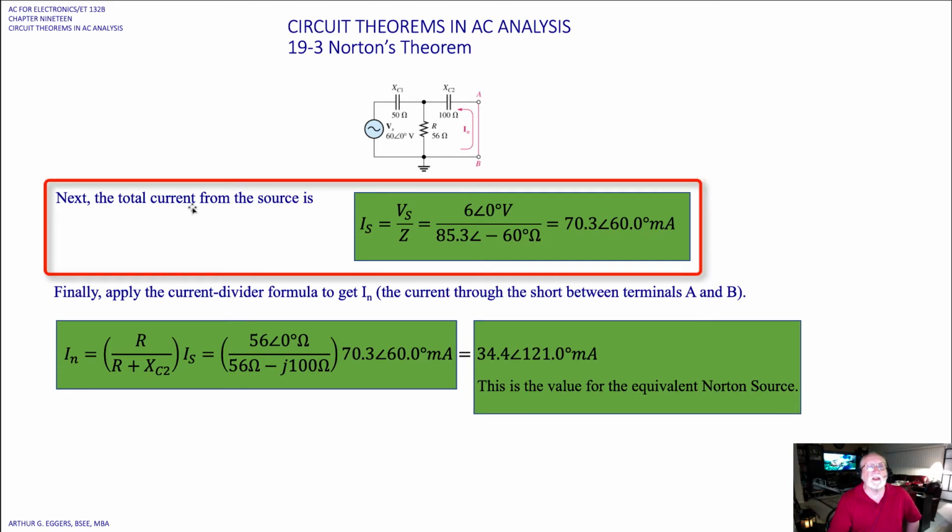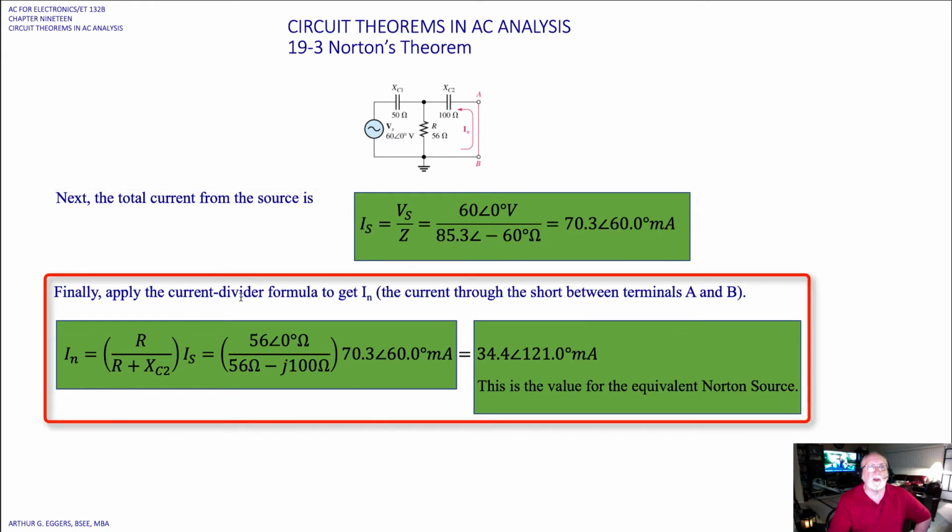Next, we calculate the total current from the source. So I source is equal to V source divided by that total impedance. So 60 at an angle of 0 degrees volts over 85.3 at an angle of minus 60 degrees ohms gives us 70.3 at an angle of 60 degrees milliamps. Finally, we apply the current divider formula to get I Norton, the current through the short between terminals A and B.